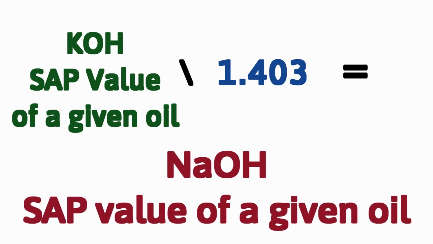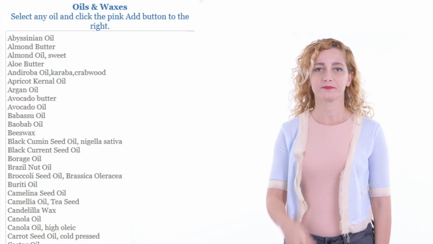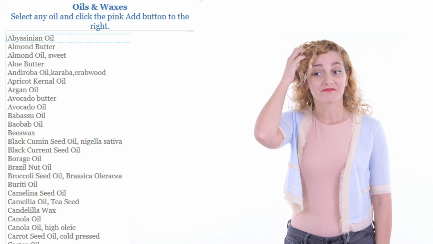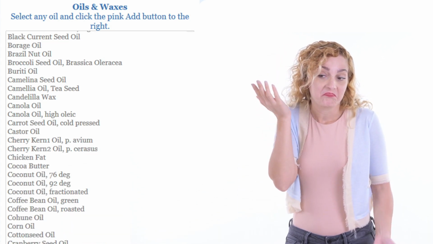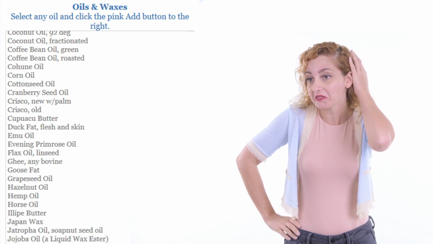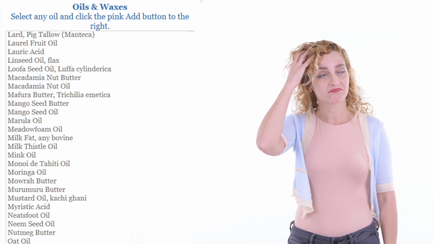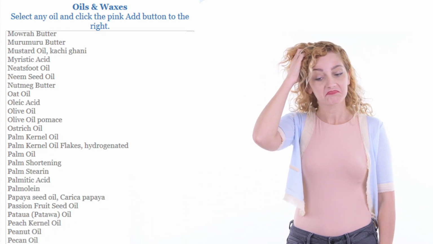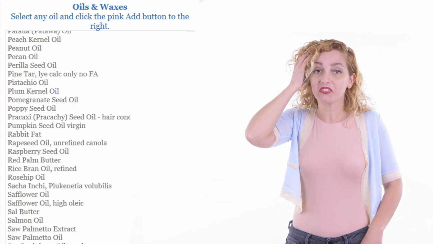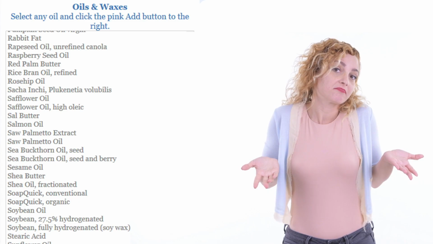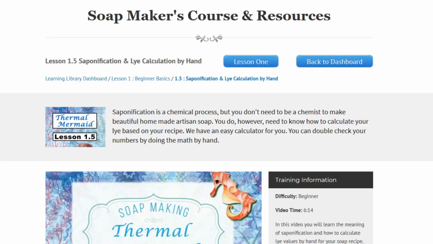Now just to make it a tad more complicated, when you formulate a soap recipe, you have any number of oils to choose from. There are over 100 oils that you can use to make soap, with about 20 or 30 of them being the most common. And each of these oils has its own saponification value. You have to know the saponification value for each oil to accurately calculate your recipe. Typically you won't have to memorize this, but you will have to look it up.